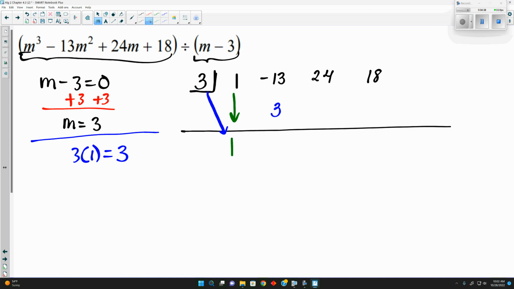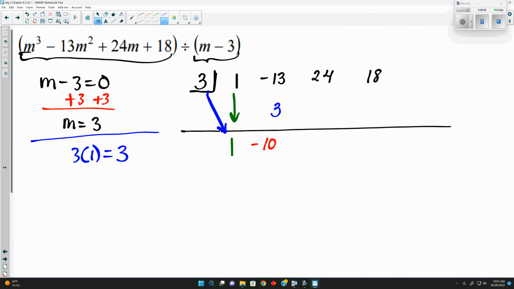Add straight down. Negative 13 plus 3. Negative 10. So this one here, we're just adding straight down. Negative 13 plus 3 is negative 10. Okay? We good with this so far? Okay. Well, I'm going to keep all the arrows because this is just going to start getting to be a little bit of a mess here in a second.